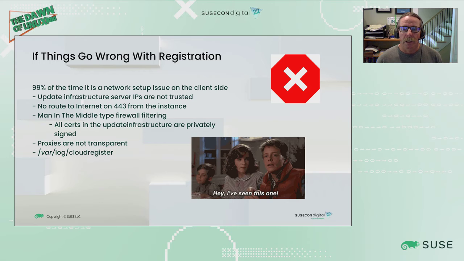Generally, when things go wrong, 99% of the time, this is a network setup issue on the client side. That means the network construct within which the client runs is not configured in the way that is required to access the update infrastructure. It could be that the update server infrastructure IPs are not trusted. Port 443 may not be open for the instance. There may be man-in-the-middle firewall filtering. There may be a non-transparent proxy. Most of the time, these issues can be found by looking at /var/log/cloudregister. Again, all certificates of the update infrastructure servers are privately signed, so they're self-signed certificates, and the names of the servers in the update infrastructure are non-DNS resolvable.